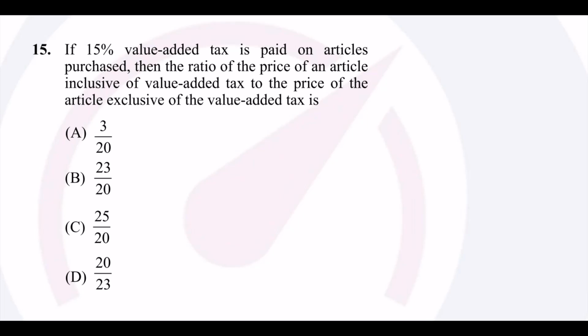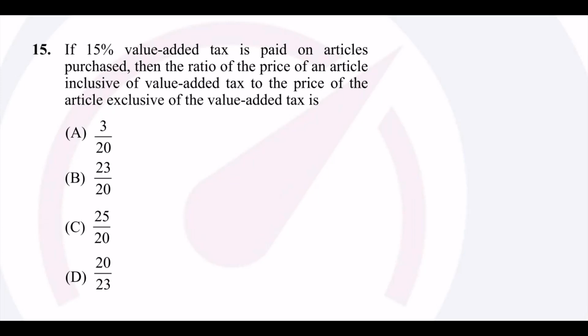Question 15. If 15% value added tax is paid on articles purchased, then the ratio of the price of an article inclusive of value added tax to the price of the article exclusive of the value added tax is. This sounds like we're doing English teacher. But let's go again in slow motion. If 15% value added tax is paid on articles purchased.